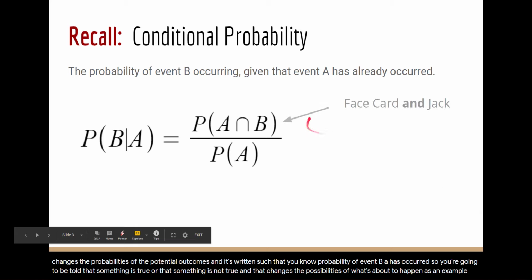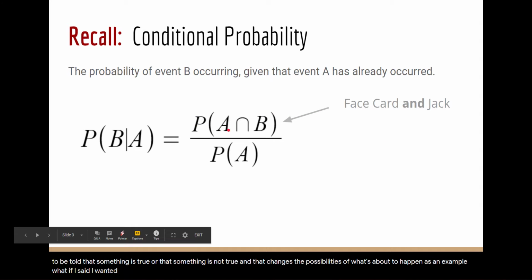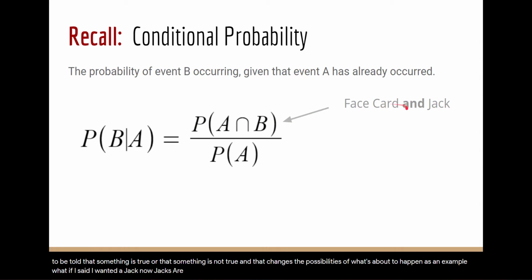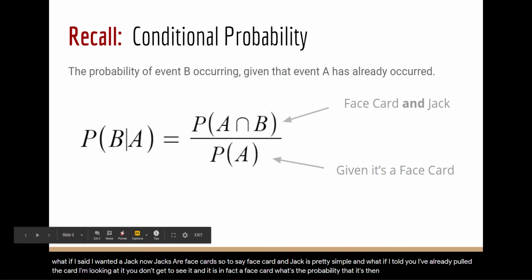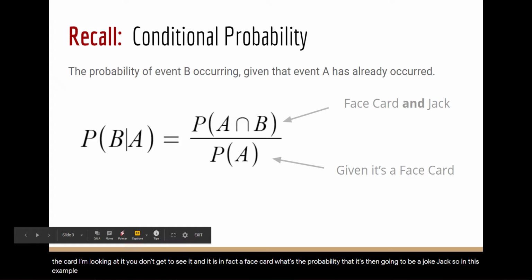As an example, what if I said I wanted a jack? Now, jacks are face cards, so to say face card and jack is pretty simple. And what if I told you I've already pulled the card, I'm looking at it, you don't get to see it, and it is in fact a face card. What's the probability that it's then going to be a jack? So in this example, B is the probability of it being a jack.